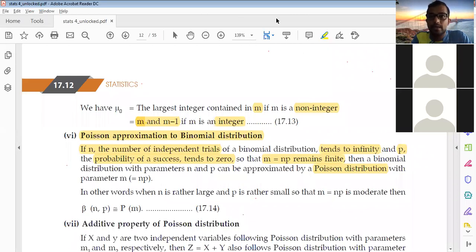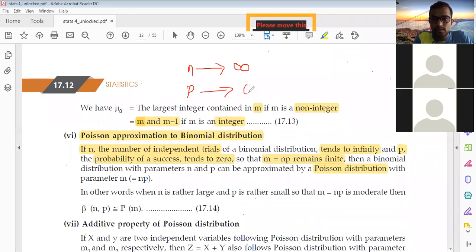Yesterday I told you a couple of points before explaining this. You can do Poisson approximation only under certain conditions. One is that n should be very large, that means n should tend towards infinity. And p should be very small, that means p should tend towards zero. And what is the m value? m means mean, and the mean in binomial is np, so m equals np. Sometimes they will give it mathematically, sometimes in points, so I made you underline this: n, the number of trials, should tend towards infinity, and the probability should tend towards zero. And m equals np should remain finite; you should get a finite number.